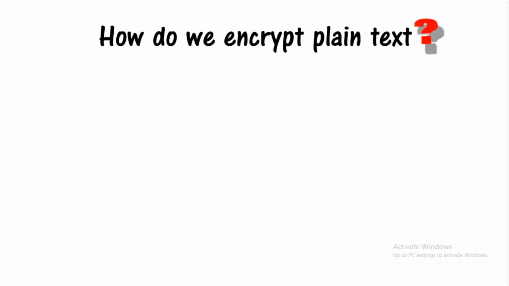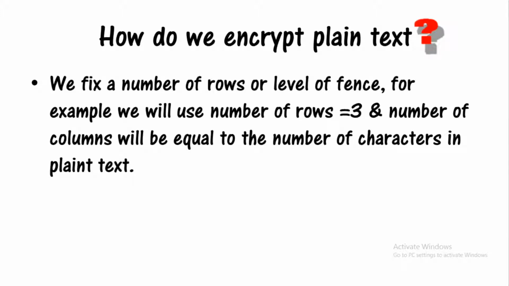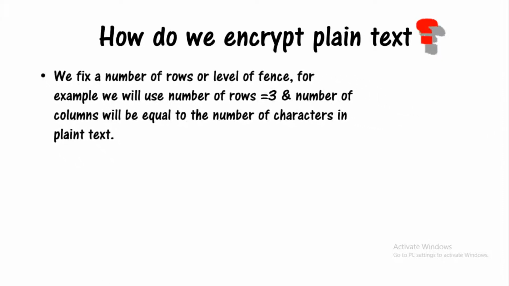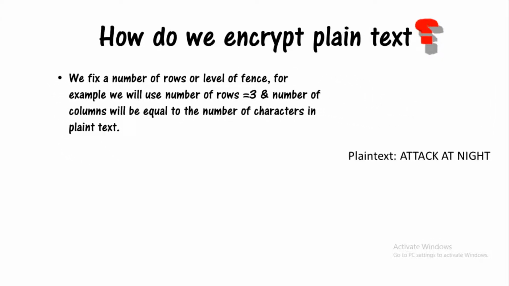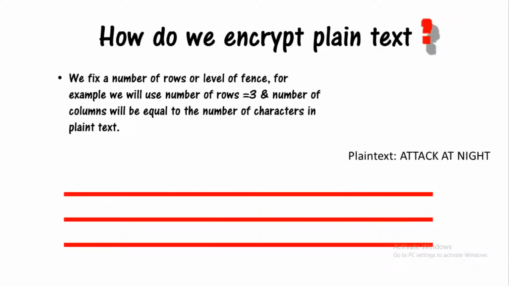How do we encrypt using the cipher? We fix a number of rows, or levels of the fence. For example, we'll use the number of rows equal to 3, and the number of columns will be equal to the number of characters in the plain text. Let's say for example the plain text is attack at night, and our number of rows is equal to 3. So these are our 3 rows.